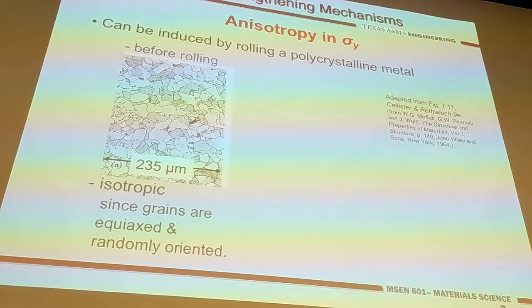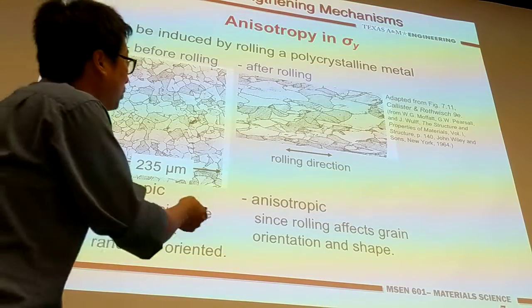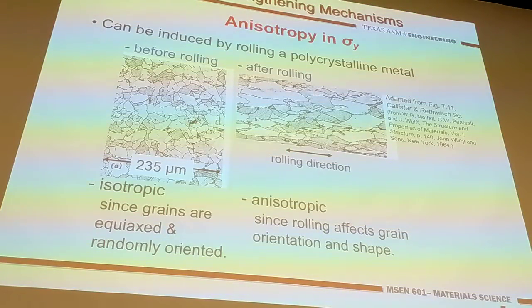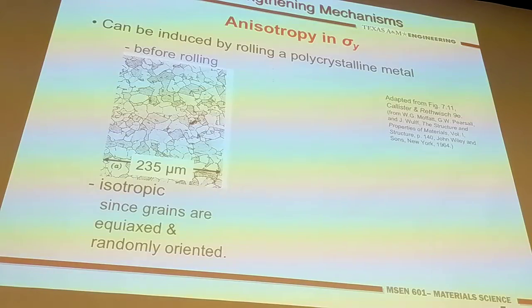However, mechanically, people can apply rolling or drawing to make a texture, corresponding to a so-called anisotropic yield strength, for example, along different directions. Therefore, you need to pay attention that yield strength depends on the polycrystal grain, also the textured polycrystal grain. It can be isotropic, it can be anisotropic. Okay?